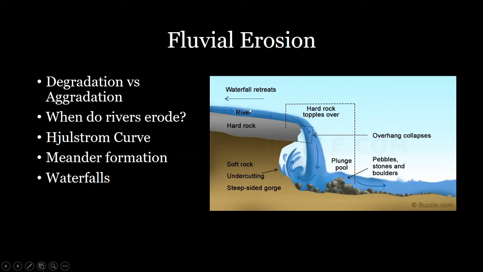And as that water falls down the waterfall, it picks up a lot of speed and will erode the material more underneath the waterfall and cause a plunge pool, where you generally have a pool of water underneath the waterfall.